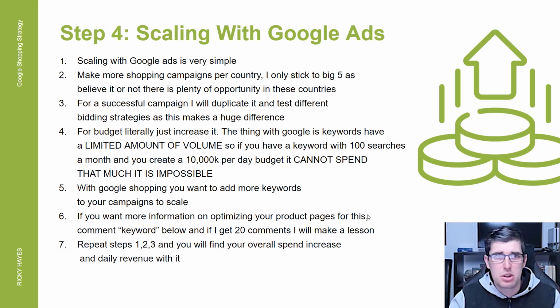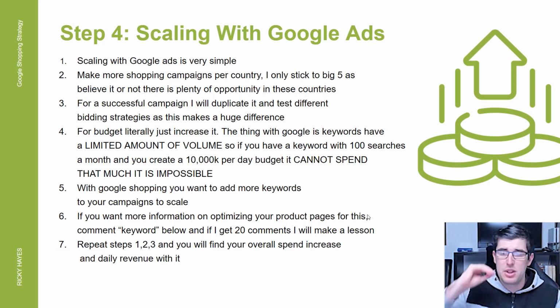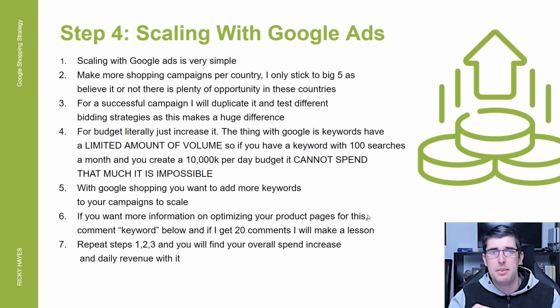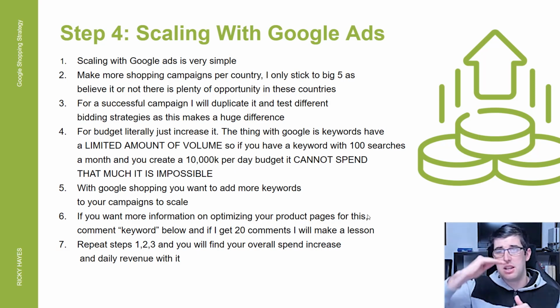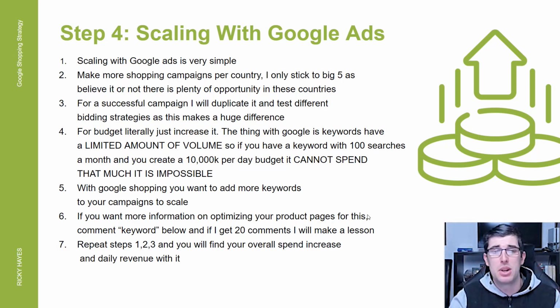So understand that with Google, it's not like with Facebook where you set a budget and it will pretty much spend it. With Google, it's limited by the keyword volume. It's a good and a bad thing, but you need to understand that's the ecosystem, and it's very important. So you're always hunting for new keywords. You should always be hunting for more keywords, because otherwise you'll hit a ceiling and you can't go past that.